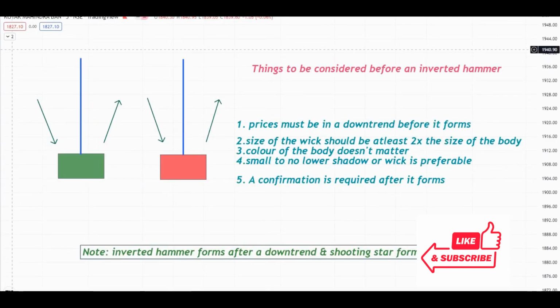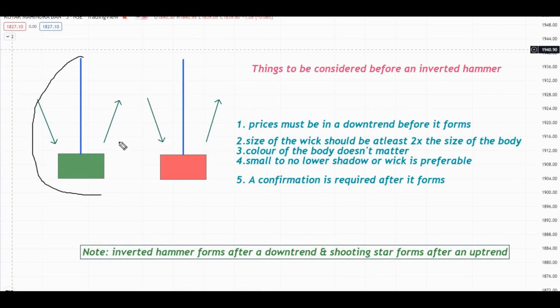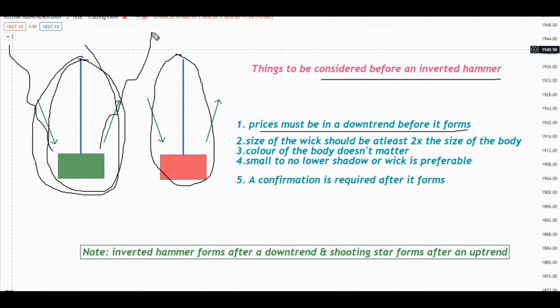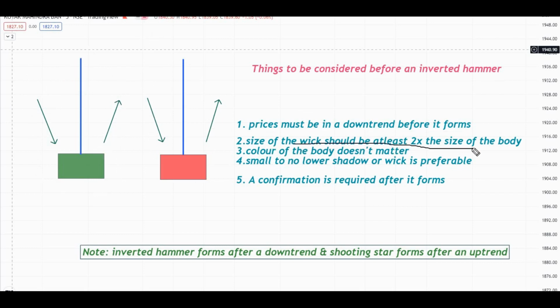Now we'll look at the next candlestick chart pattern, and that is inverted hammer. So the pictorial representation of an inverted hammer looks like this. Okay, so what are the characteristics of an inverted hammer? Prices must be in a downtrend before it forms. Prices should be in a downtrend, and then if an inverted hammer forms, there is a high probability that prices now could reverse.